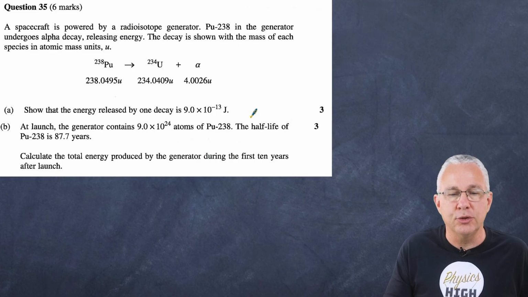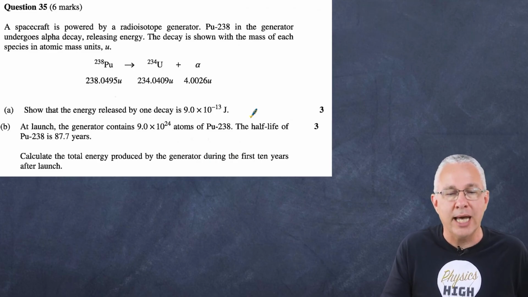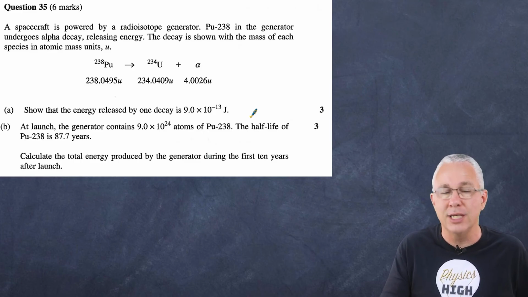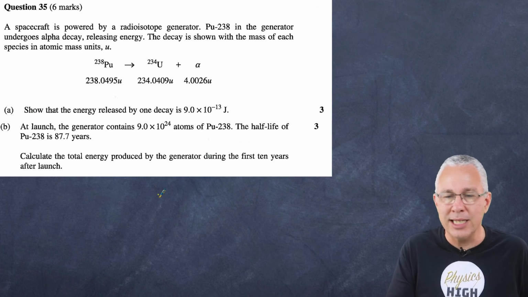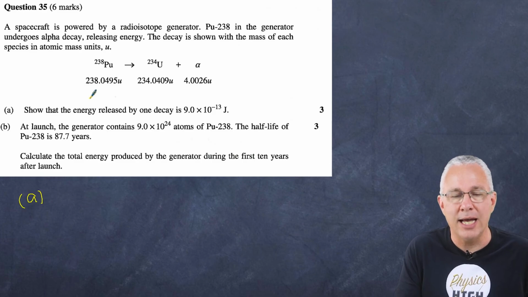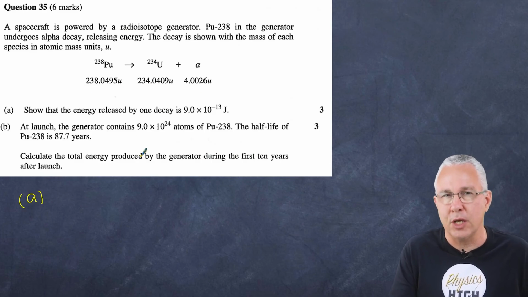And then what we're going to do is basically, knowing the half-life of Pu-238, we calculate the total energy produced by the generator during the first 10 years after launch. So let's start first of all with part A. So I'm going to put our part A down the bottom here. So we have these values here. What's going on?